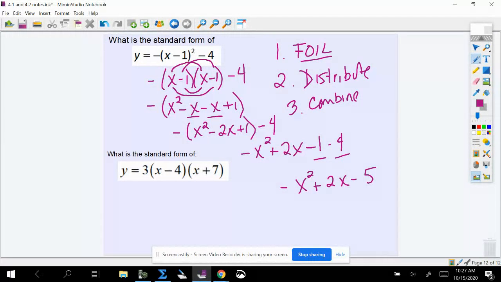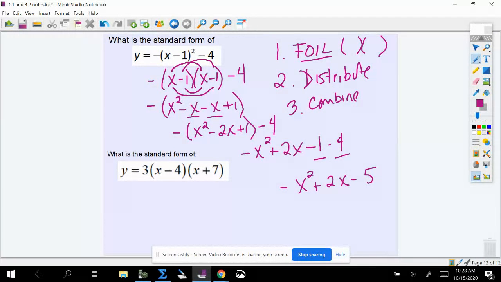It's a 3-step process. You might want to jot down these 3 steps in your notes. Step 1 is to FOIL out the binomial. So when I say FOIL, I mean write that binomial twice and FOIL it out. Then you want to distribute whatever was in front of your parentheses. And then finally, you want to combine any like terms. And usually there's constants that you can combine.